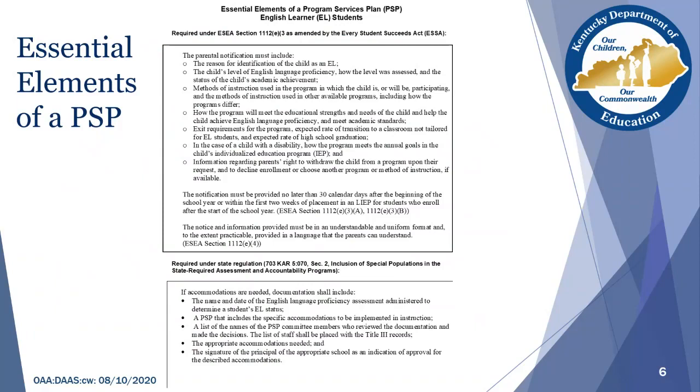Now, when you're looking at the program services plan, you want to make sure that you have the essential elements of a program services plan. You want to make sure all of these elements are on that plan because these are the required elements federally. We also put that into our state regulations: a home language survey has to be given, you have to have a current program services plan, anyone on that committee who is going to be involved in providing instruction for that student is on that committee, and anyone who's going to be working with an EL student in the classroom has a copy of that current program services plan.